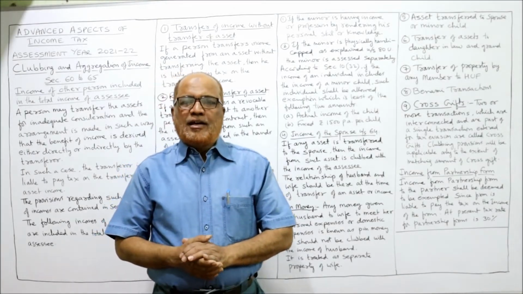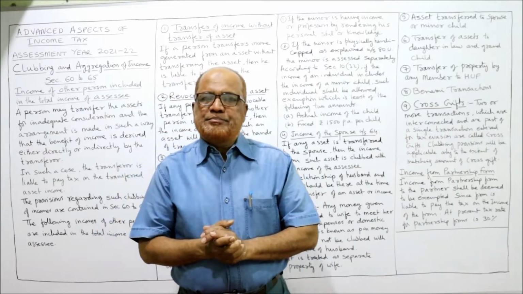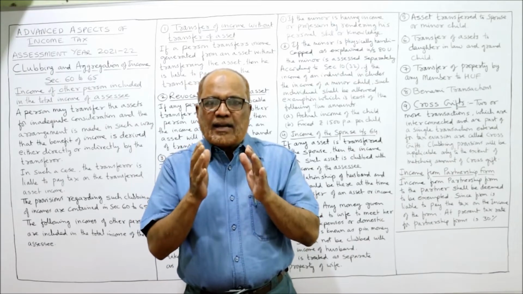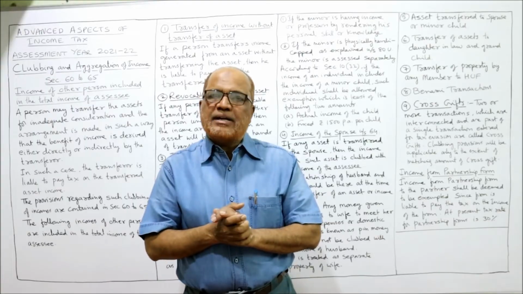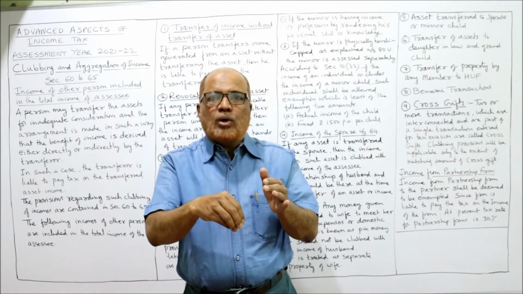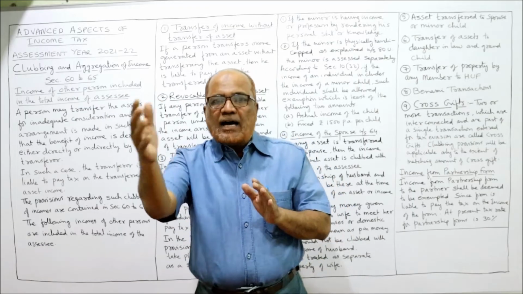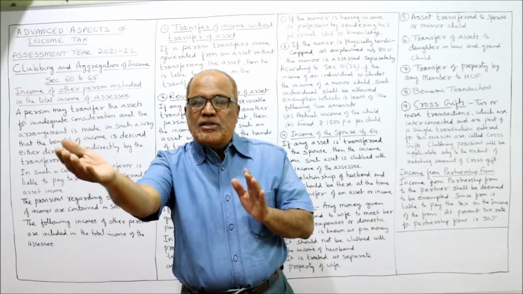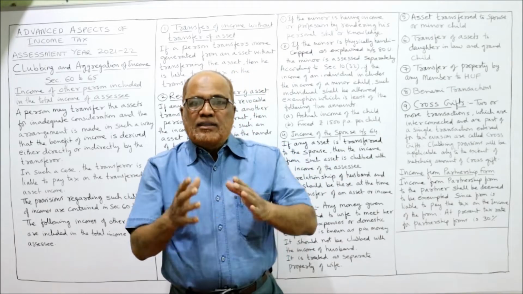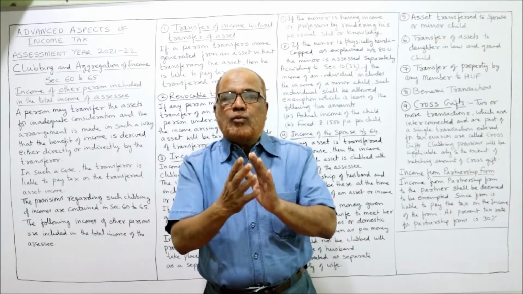I'm Hasham Ali Khan. In this video, I'm going to explain the provisions of clubbing of income, aggregation of income. Normally, a person is liable to pay tax on his own income, but sometimes an assessee is liable to pay tax not only on his own income, but also on the income of another person. That means the other person's income is also included in the income of the assessee, and the assessee has to pay the tax. These are the special circumstances where the income of two persons will be clubbed together.